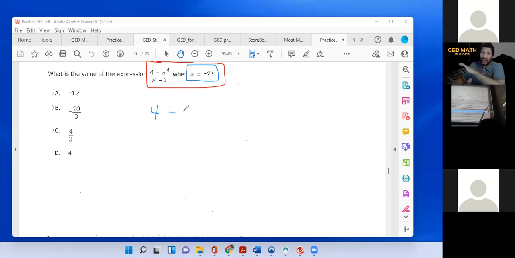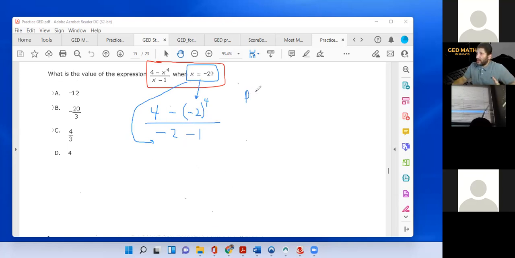minus, and my suggestion, if you want to do this by hand, is anytime you see a negative number, put it in parentheses. Okay. So now, 4 minus, I substituted that X here, and then I substituted that X right here. Okay.